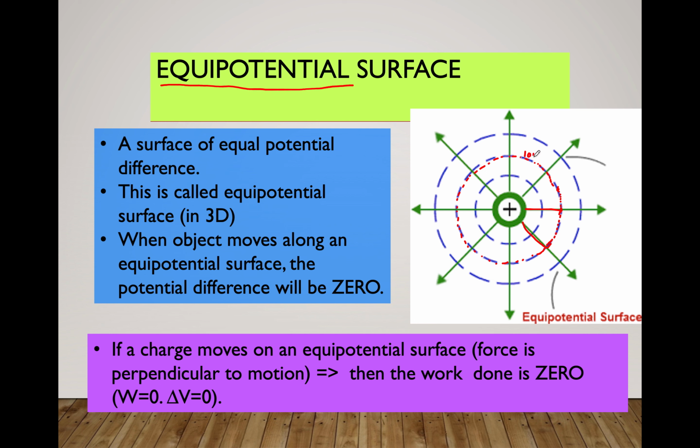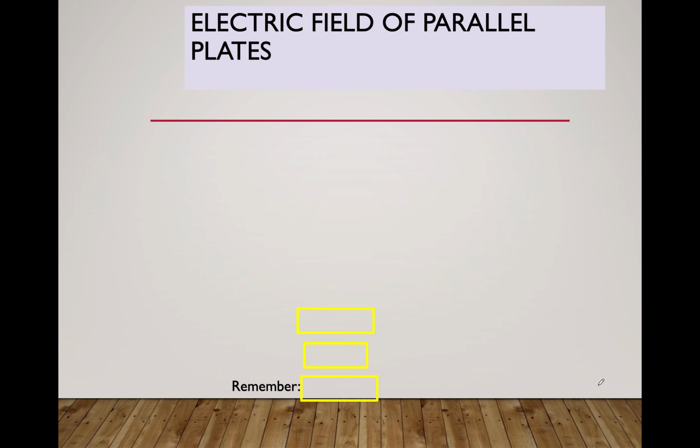So if I had 10 volts here, this whole thing is 10 volts. This whole line is 10 volts. I did not change it. If I do V final minus V initial, it'll be 10 minus 10, you'll end up with 0. 0 work done. No work done on an equipotential line.